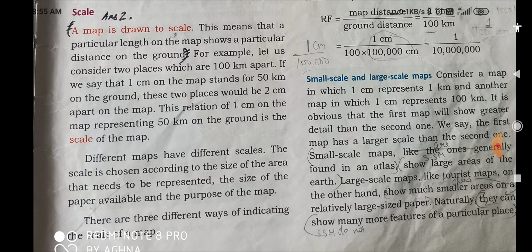You may be thinking the second one, because here it is written 100 kilometers, but that is wrong, because here we cannot show more details. 100 kilometers means you cannot show more details.